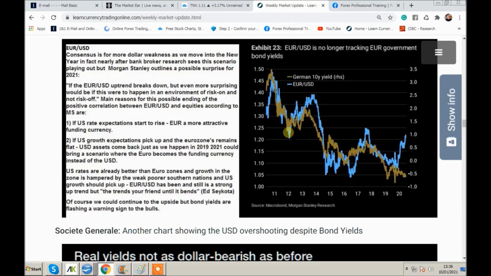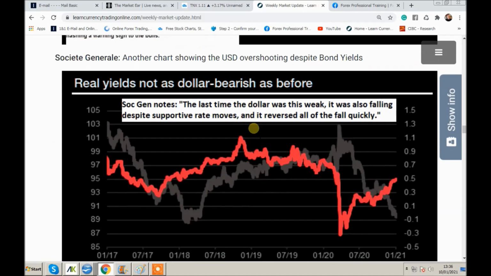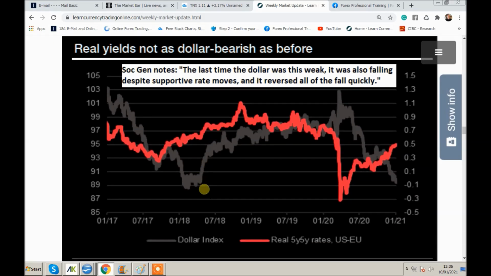So yeah, US bonds on the up. German bonds and eurozone bonds going down. Euro's going to struggle to move higher. This is just a general chart on real yields in terms of the dollar index, okay, and it's the 5-year yield. This is from Societe Generale. They make the point that real yields are not as dollar bearish as before, okay.